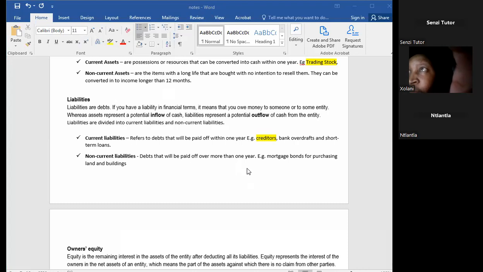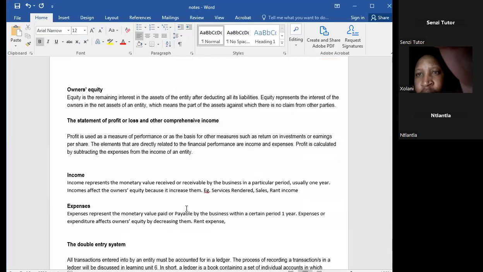All right. For example, we know long-term loans and also mortgage bonds for purchasing what? Land and buildings. All right. I think we are done now with liabilities, guys. Okay, let's proceed. Look at owner's equity.